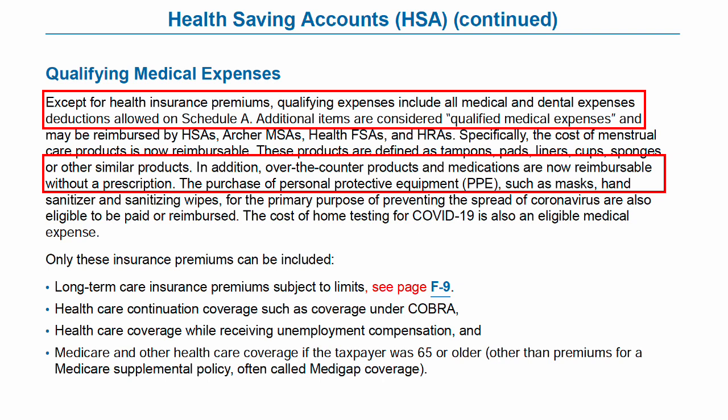So I go into Publication 4012 and I see under health savings accounts, qualifying medical expenses. I note in the box at the top that it says, except for health insurance premiums, qualifying expenses include all medical and dental expenses deductible in Schedule A. It also says down here, in addition, over-the-counter products and medications are now reimbursable without a prescription. But remembering that, and noting that they said what's allowed in Schedule A, I'm going to go check Schedule A.